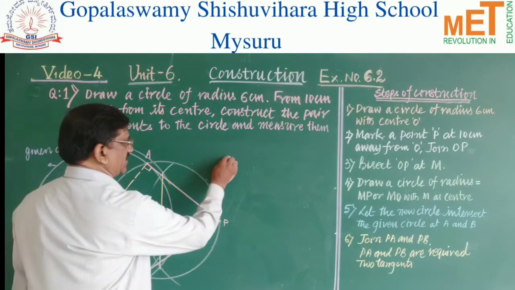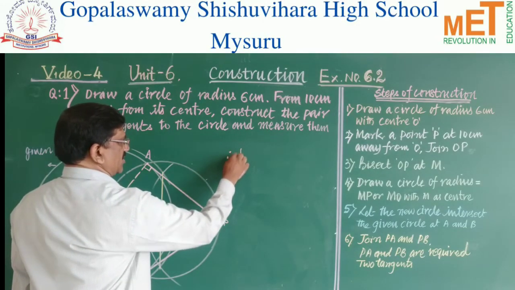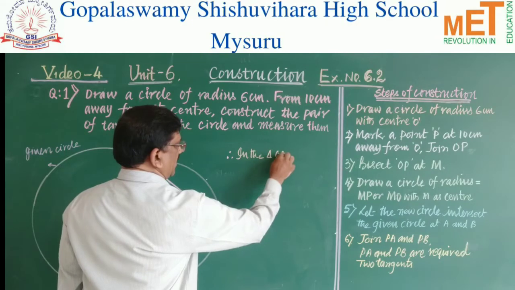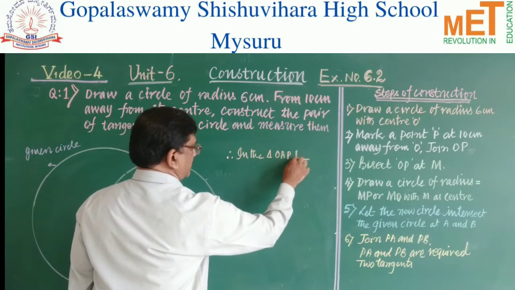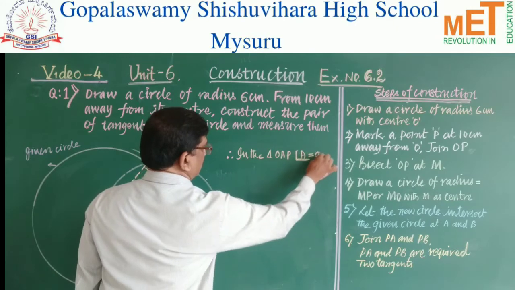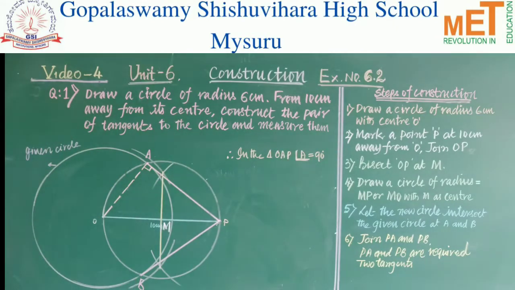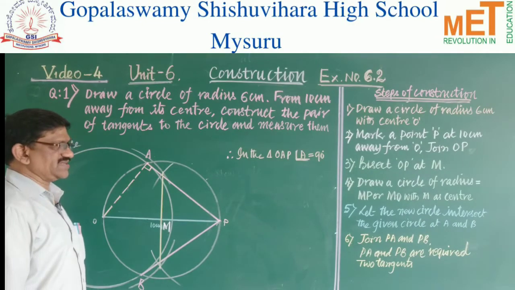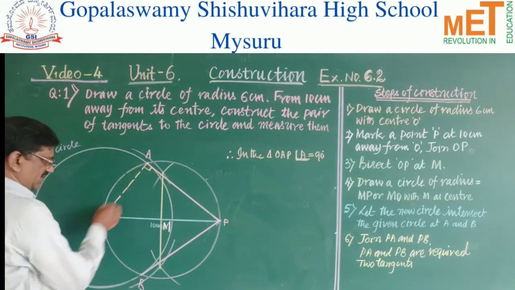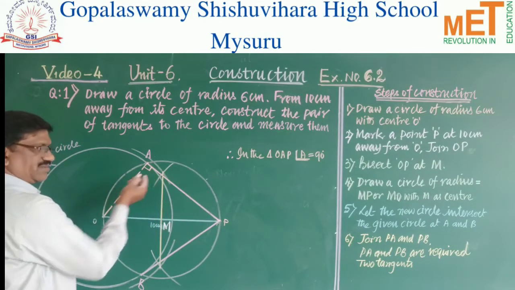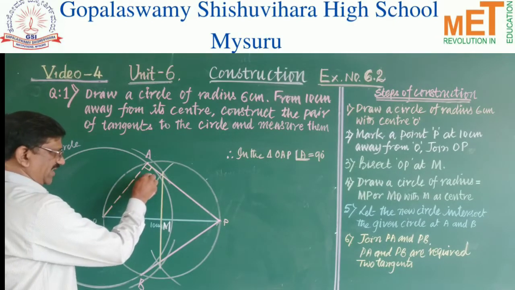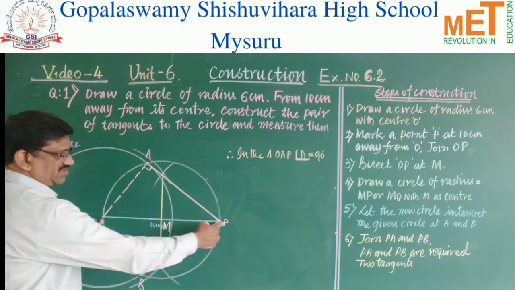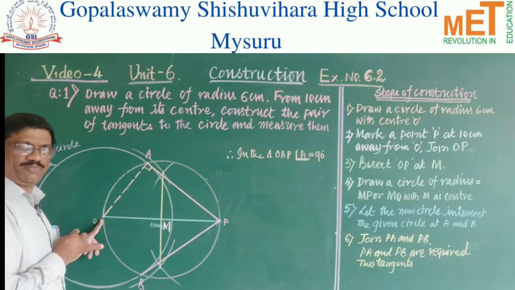Therefore, in the triangle OAP, angle A is equal to 90 degree. So we can apply the Pythagoras theorem here. It is a right angled triangle, isn't it? The line segment opposite to the right angled vertex is the hypotenuse. What is the hypotenuse here? It is OP. OP is the hypotenuse.